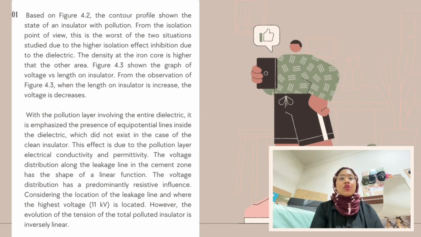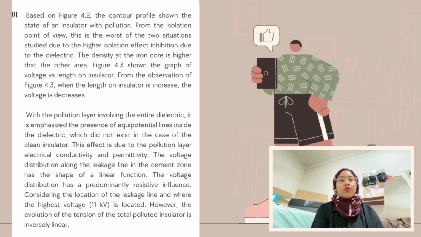Figure 4.3 shows the graph of voltage versus length on insulator. From the observation of figure 4.3, when the length of the insulator is increased, the voltage is decreased. So with the pollution layer involving the entire dielectric, it is emphasized the presence of the equipotential lines inside the dielectric, which did not exist in the case of the clean insulator. This effect is due to the pollution layer electrical conductivity and permittivity.